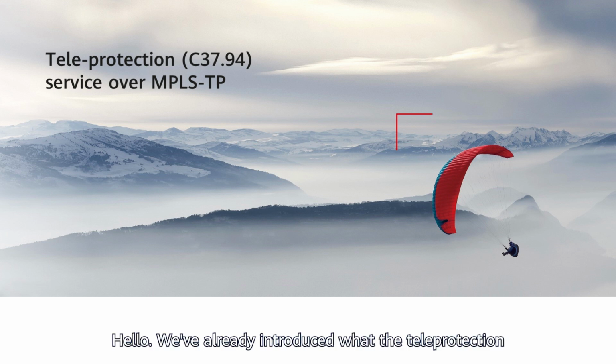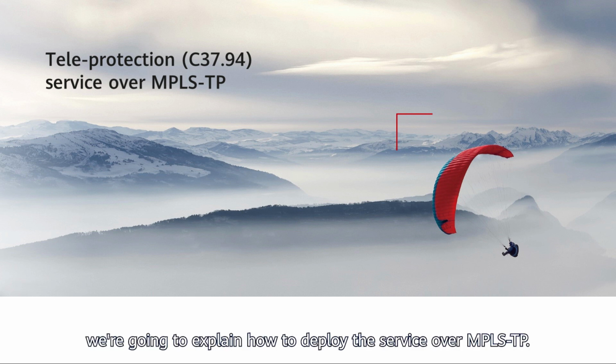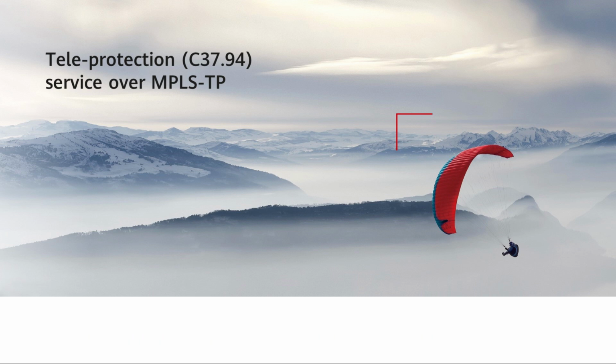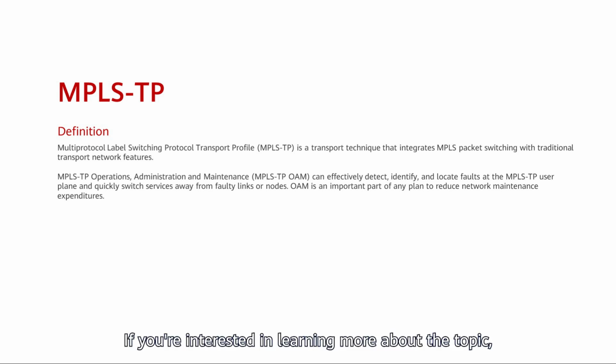Hello, we have already introduced what the Teleprotection C37.94 service is and how it's deployed over an SRv6 network. Today, we are going to explain how to deploy the service over MPLS-TP. We won't go into C37.94 interfaces and interface card here. If you are interested in learning more about the topic, you can watch the separate video about the Teleprotection C37.94 service over SRv6.